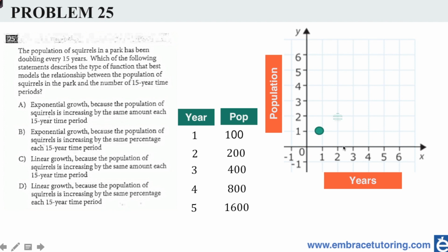Now, as I plot these points, you can see that this is not a straight line. This is instead a steep rising slope. I didn't even plot the last point, which would be all the way up here. Because this is a steep rising hill, most likely this is leaning more towards exponential, and B, exponential growth because the population of squirrels is increasing by the same percentage each 15-year time period, is your correct answer for number 25.